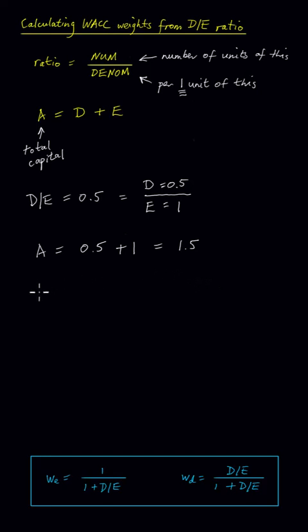From here, it is an easy step to identify that the weight of equity, which is the proportion of equity to total capital, must be 1 divided by 1.5, which is 0.67 rounded. And the weight of debt will be 0.5 over 1.5, which is 0.33 rounded.